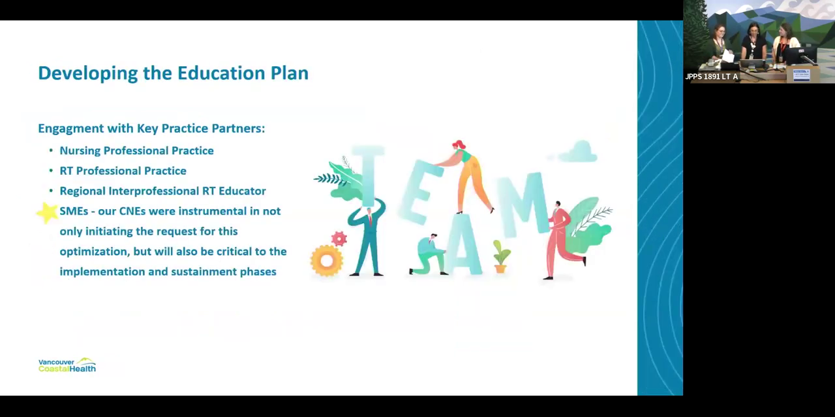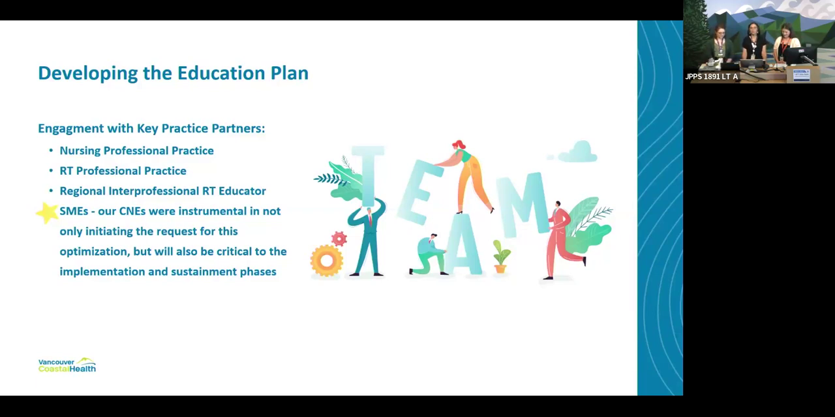Okay, so turning to the education plan. As Gab mentioned, we needed to ensure development and implementation of an education strategy that aligns with the DST and supports the practical application of inserting an iGel. It's been essential for us to engage with key partners throughout this entire process. Nursing professional practice, RT professional practice, and the regional interprofessional RT educator continue to help us ensure this work aligns with both professional accountability and clinical practice recommendations.